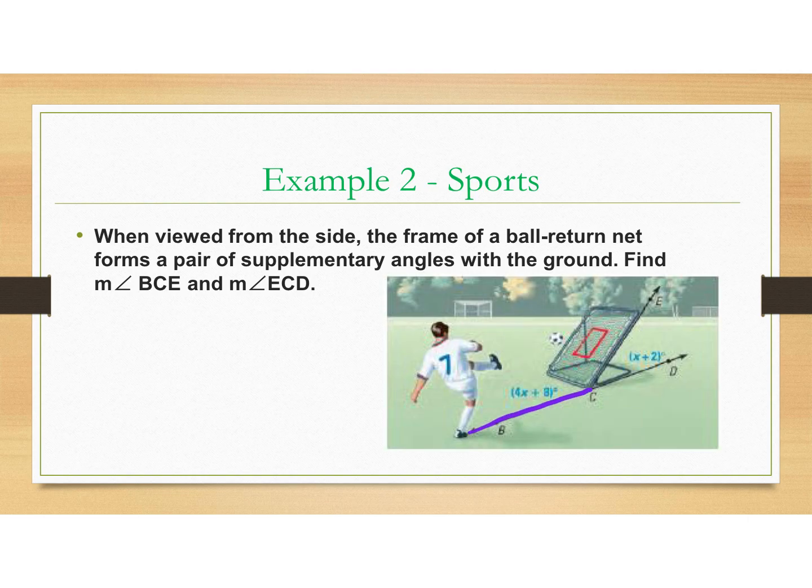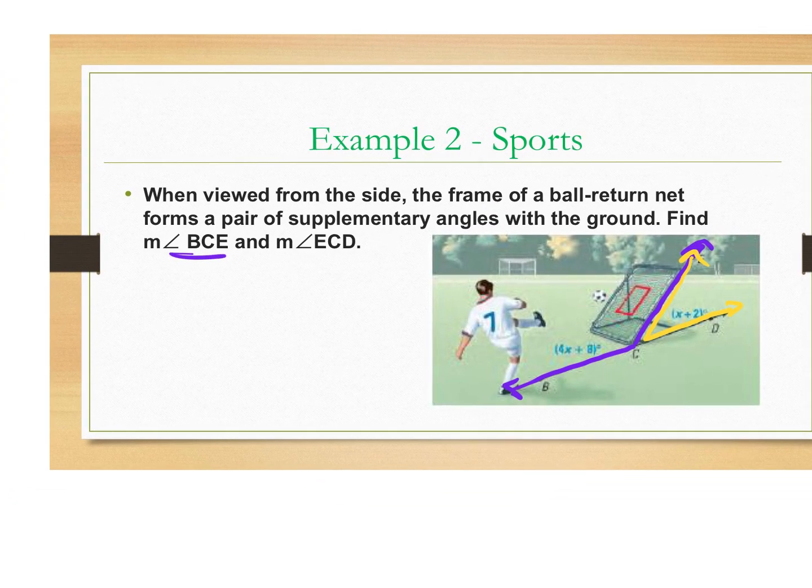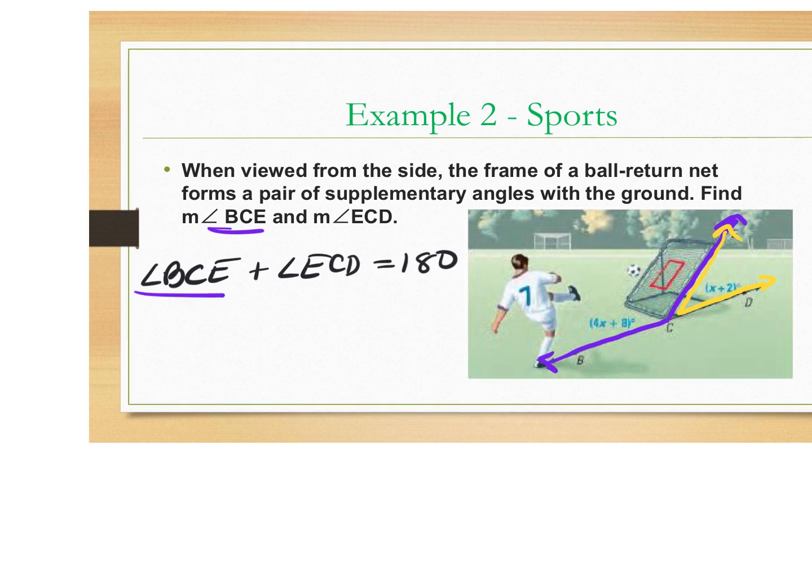BCE is right here along the ground and up the ball return net. And then ECD is over here. And they want us to find the measure of both angles. So remember, supplementary angles are two angles that add up to 180. So I'm going to add the measure of angle BCE plus ECD and set that equal to 180. So remember, BCE is the 4x plus 8.